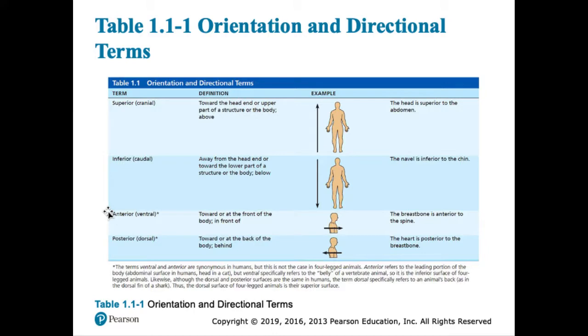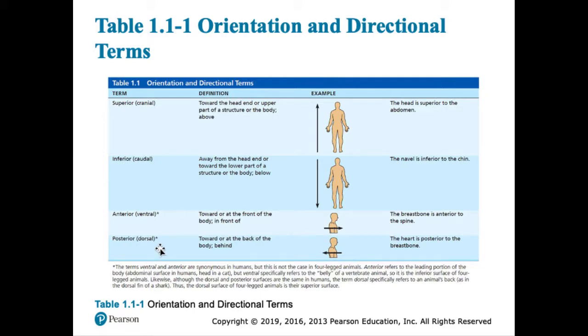But if you do end up going into vet school, or you're interested in biology and you want to go into mammalian physiology, you'll see some differences. But for this class, it's the same. So that's toward or at the front of the body, or in front of, right? So again, the breastbone is anterior to the spine. Then you have posterior and dorsal. In humans, they are the same. In four-legged animals, those would be different. But for our purposes in this class, since we're talking about humans, posterior and dorsal are the same.